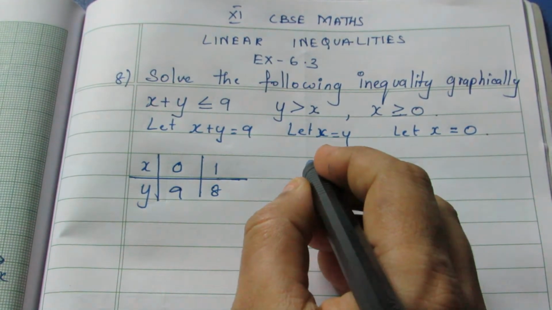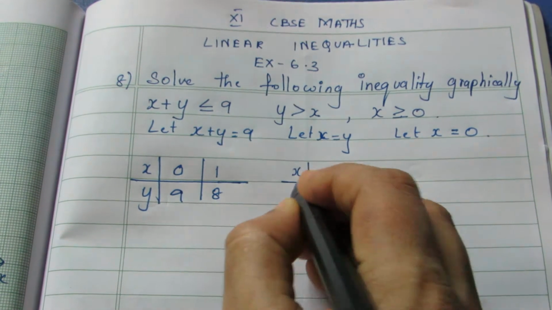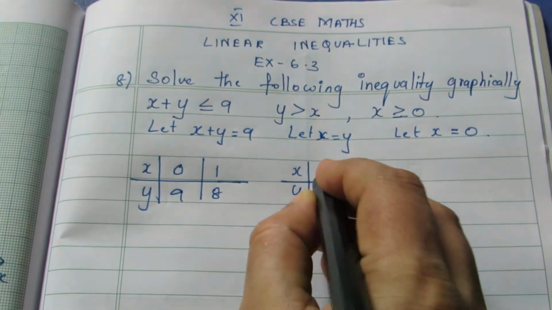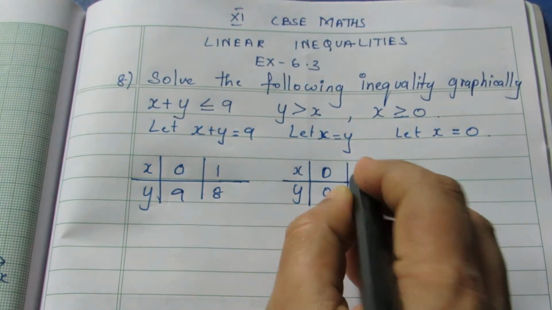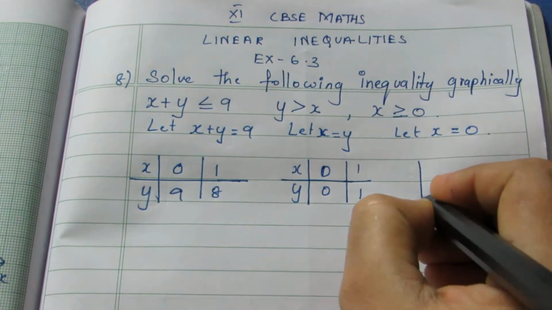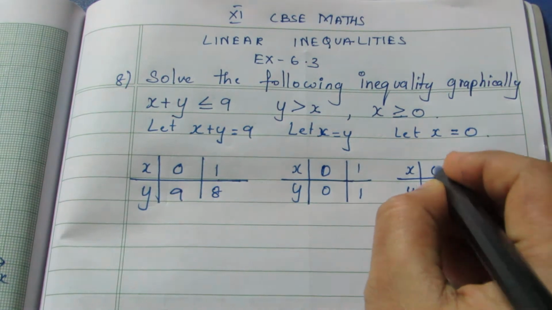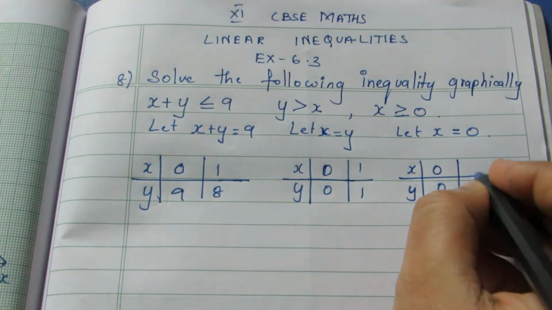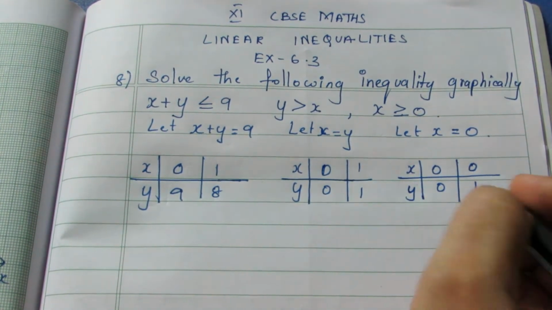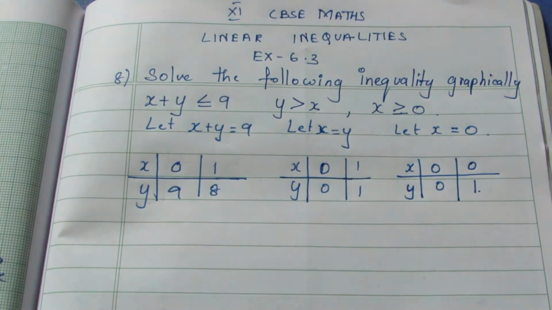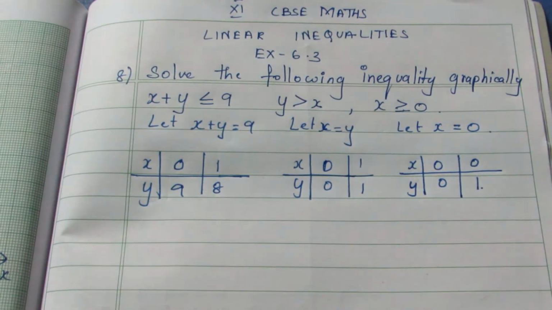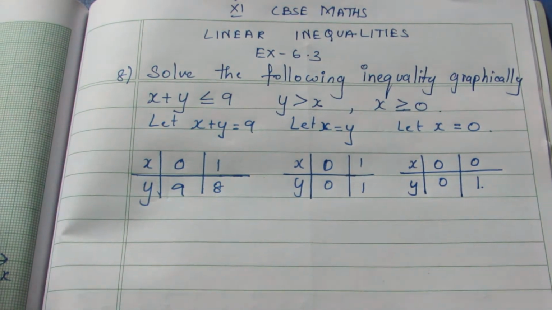Now for the second one, both are equal. So x will be equal to 0, y 0, x 1, y 1. For the third one, x is 0. So if you substitute any point of y, your x will be equal to 0. Now we will plot the points on the graph.